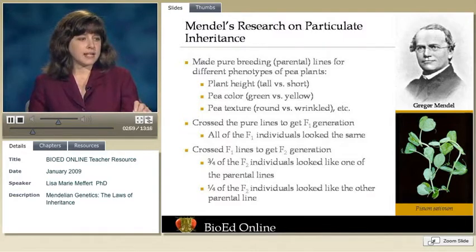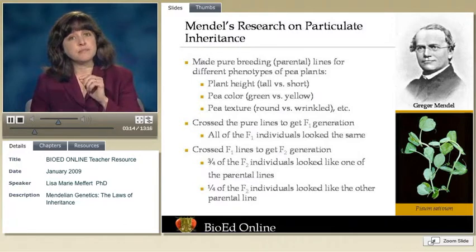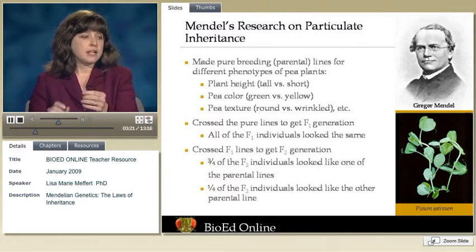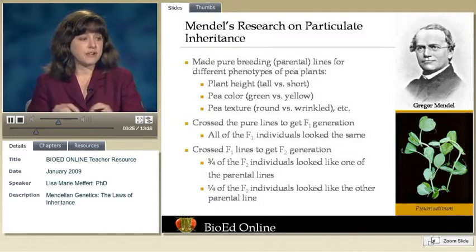He would cross, let's say, a tall plant with a short plant, and what he found was that all the individuals would look the same. This is the F1. So you seem to have lost variation. But then he took it to the next step. This is the brilliant insight he had. He crossed the offspring of the parental lines with each other, and then in the F2 he found that the variation was maintained.